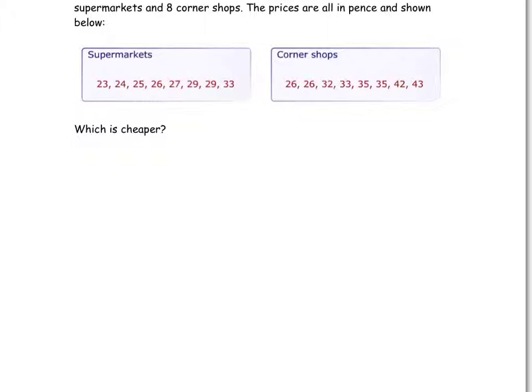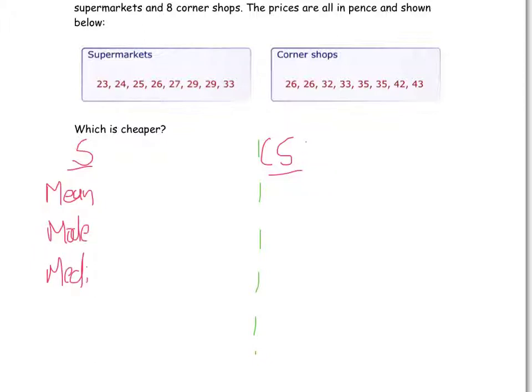Now to do this, we need to make sure that we know how to compare 2 data sets. And to do this, we really need to find the 3 averages, the mean, median and mode, and the range for both the supermarket and the corner shop. So if we're going to work on the left hand side, we're going to look at the supermarket, and on the right hand side, we're going to look at the corner shops. So let's find the mean, mode and median for both of the groups. And then also let's find the range to see which one is more consistent.